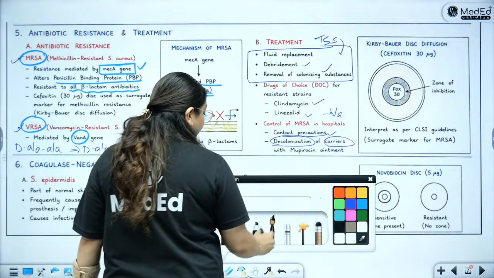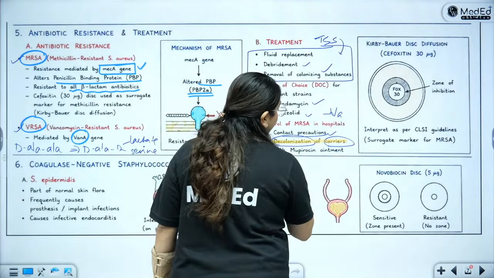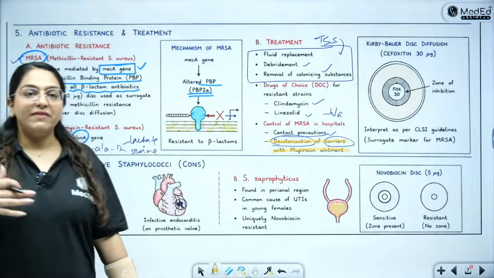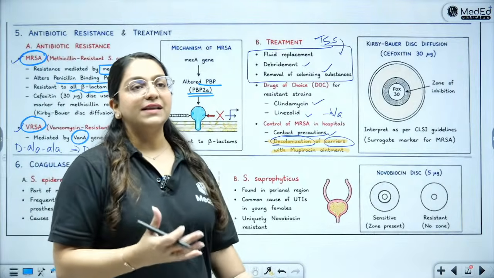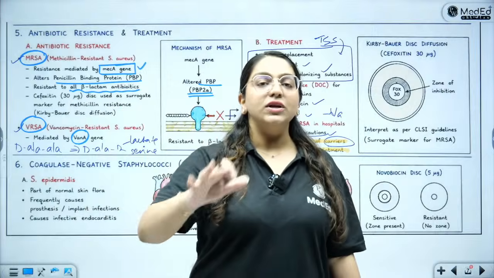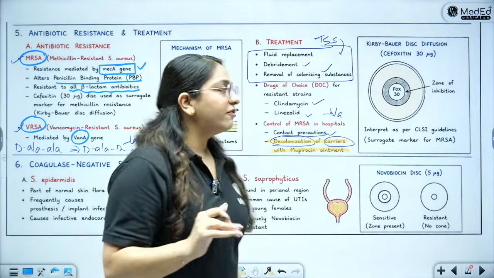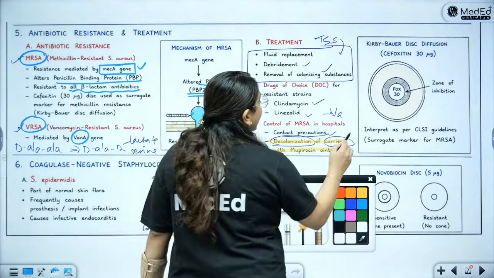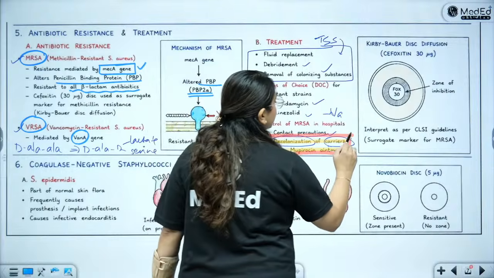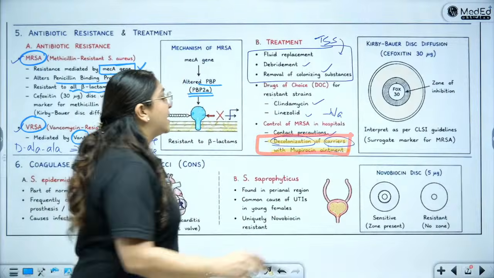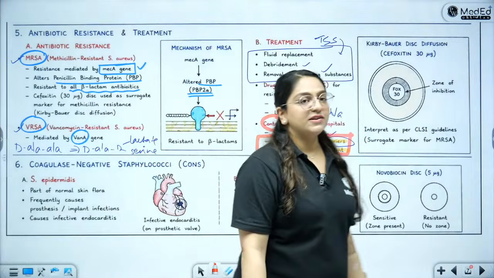This is an important point that if you write, you will fetch very good marks, okay? Because this is something which is very advanced knowledge and this is something which will tell the examiner that you have really actually understood the importance of Staph aureus in your life. Decolonization of carriers with mupirocin ointment is a prevention strategy. It is a control and prevention strategy.